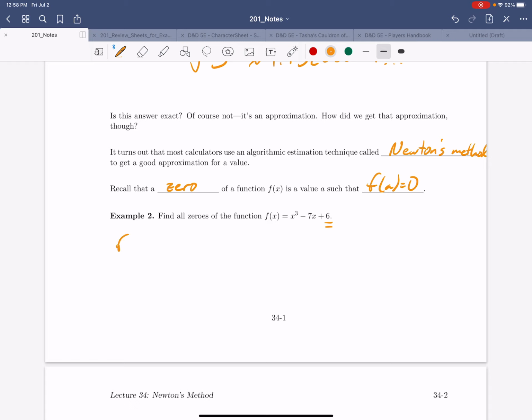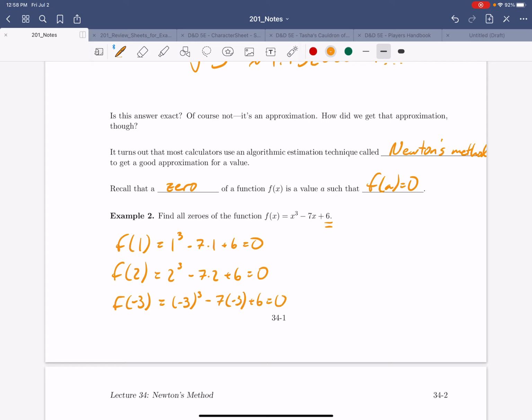So it turns out that you can plug 1 in, and you get 1 cubed minus 7 times 1 plus 6, which equals 0. You can plug 2 in. You'll get 2 cubed, that's 8, minus 14 plus 6. Also 0. Last but not least, you can try 3. It won't quite work, but negative 3 will. Negative 27 plus 21 plus 6 equals 0.